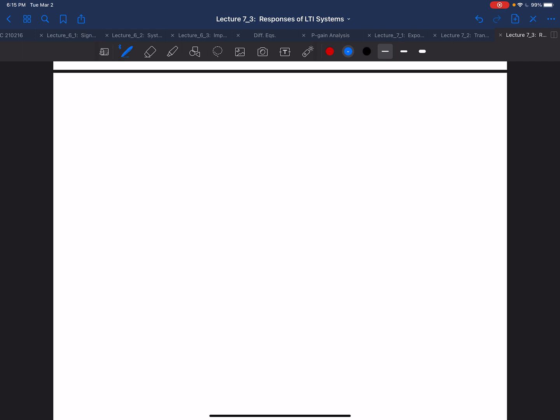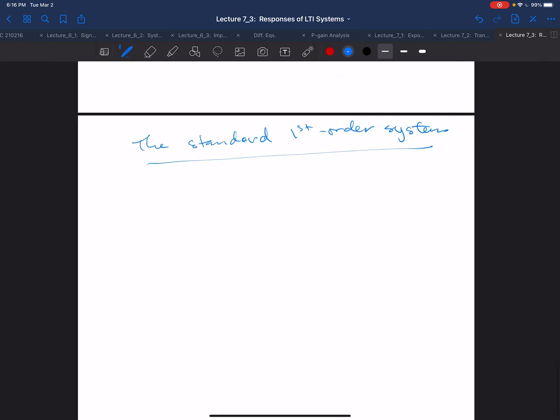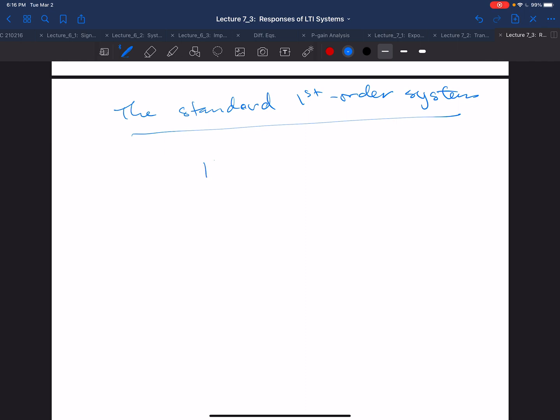So we're going to start by looking at the so-called standard first order system. And I think we'll look at that in a separate video just to keep from making our videos too long. So I'll simply tell you that what we mean by the standard first order system is going to be this one right here: K/(τs + 1), where we'll assume that K and τ are both positive real valued constants.